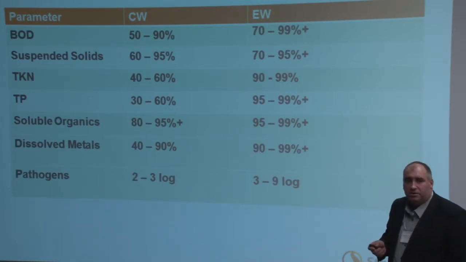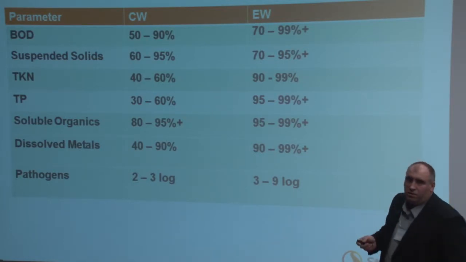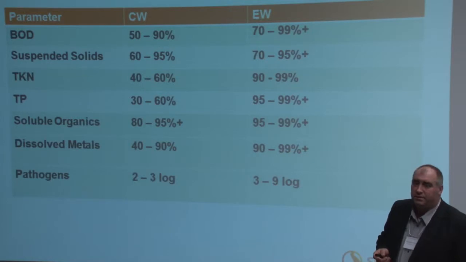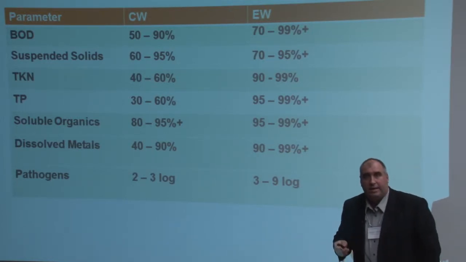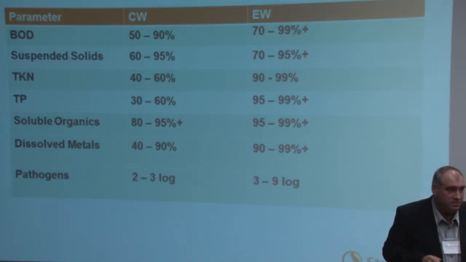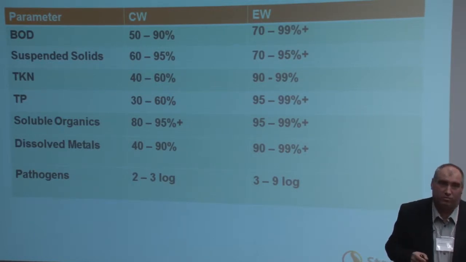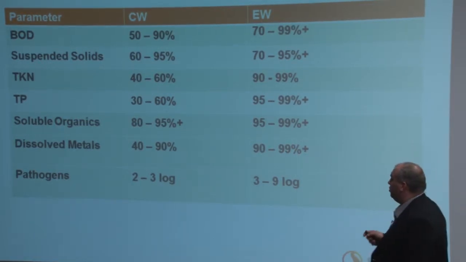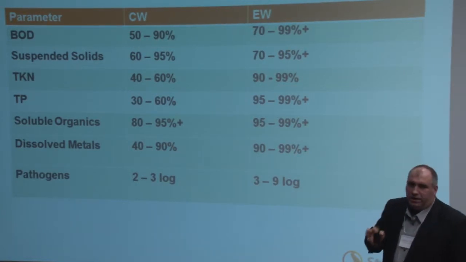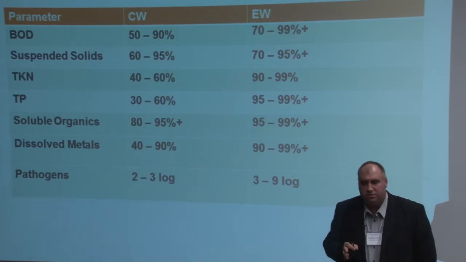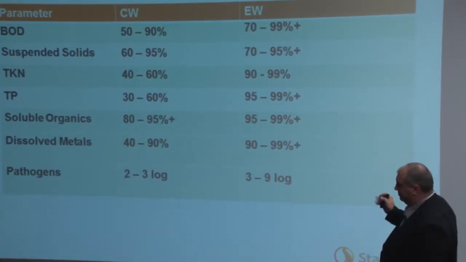We really start to see a major differentiation when we get into some of the nutrients and other parameters. Like for instance, total Kjeldahl nitrogen, we have moderate removal in a constructed wetland versus very high rates of removal in a properly designed, maintained, and operated engineered wetland. Total phosphorus, same concept. We go from really average performance to quite significant performance. And the story goes on.